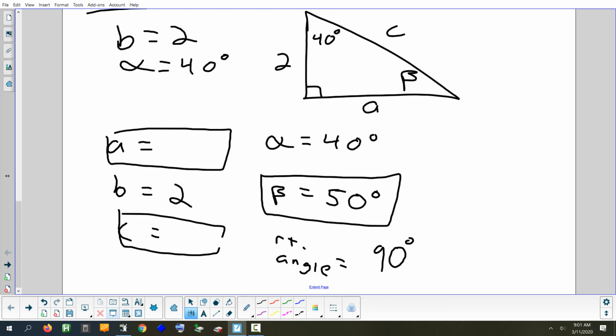Now, what I always do is I just circle the 2 things I was given. You're going to use those 2 things to pretty much do everything else. And now I'm going to circle what I want to find. I want to find A and C. I'm going to do one at a time.